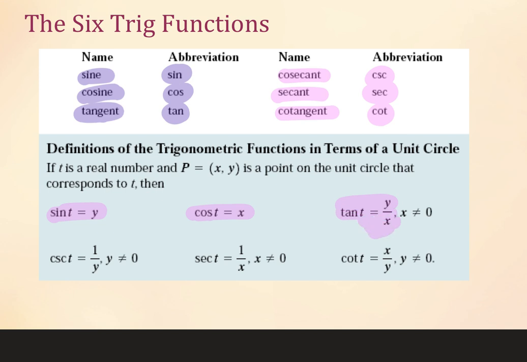And then to get the reciprocal functions, you would just flip them. If I had sine, I would put 1 over it or flip it to get cosecant. If I had cosine, 1 over it or flip it, gives me the secant. And if I have my tangent, I flip it to get the cotangent, or x over y.